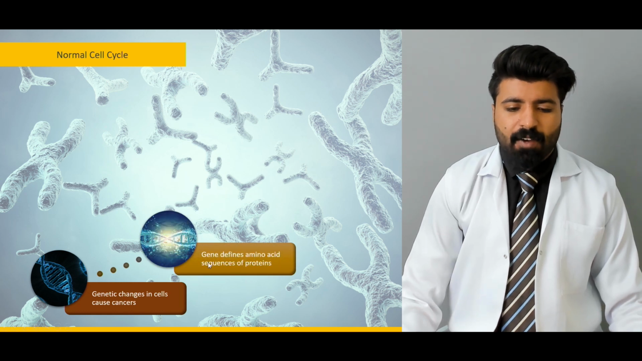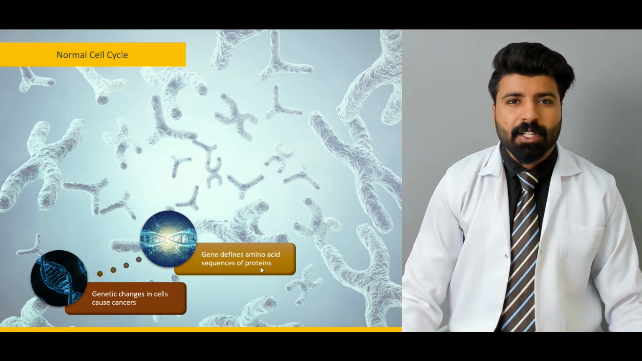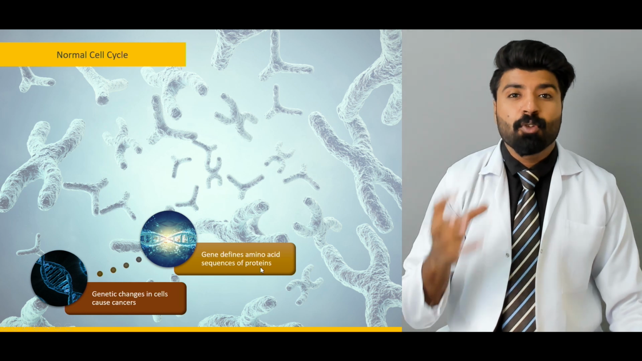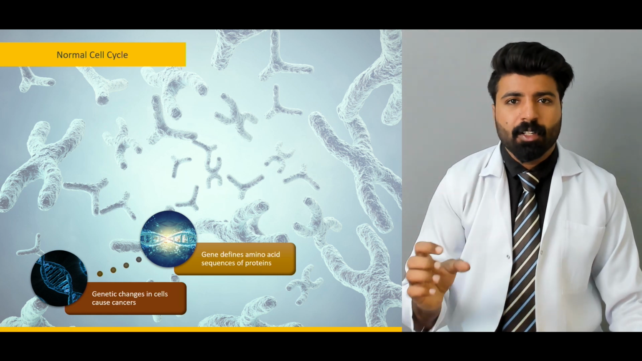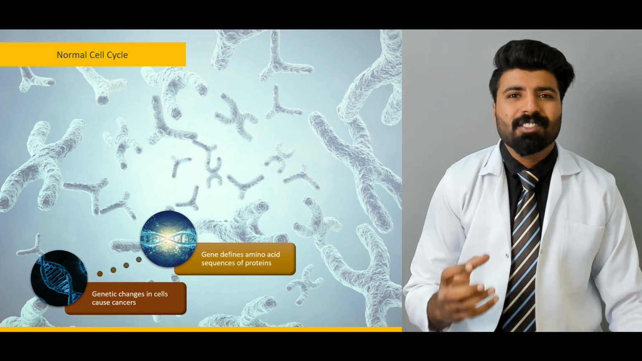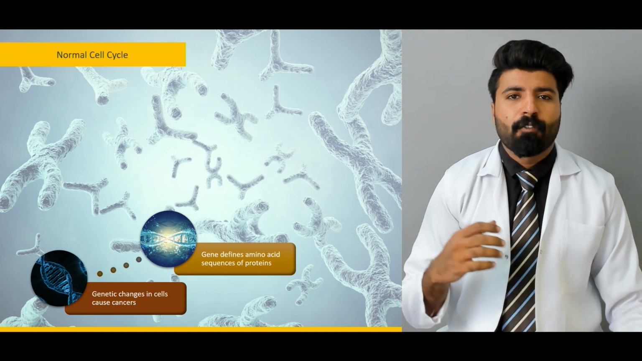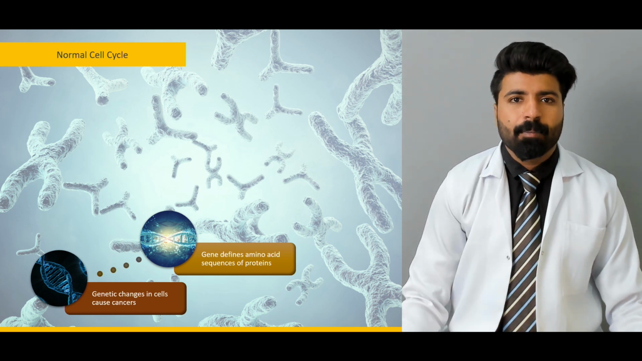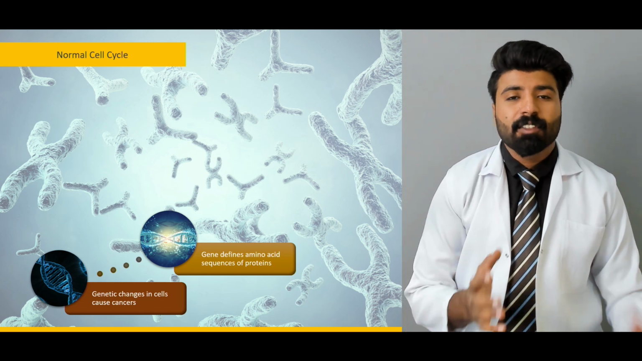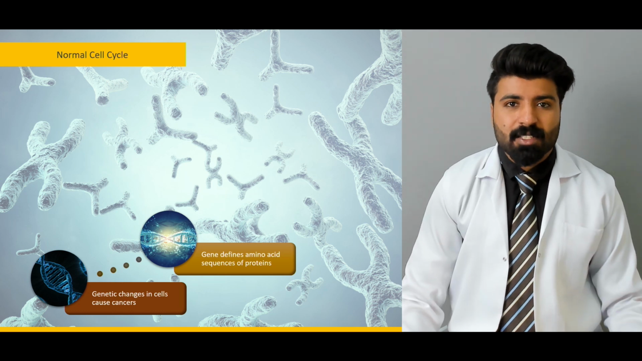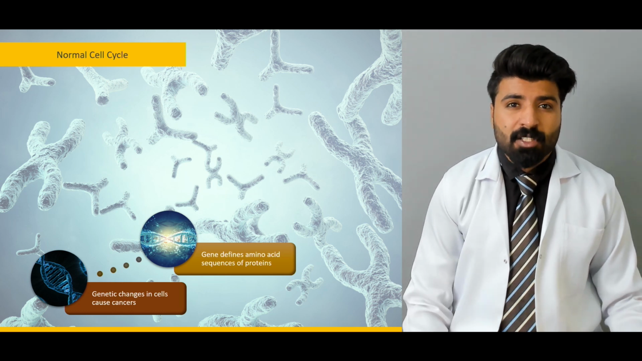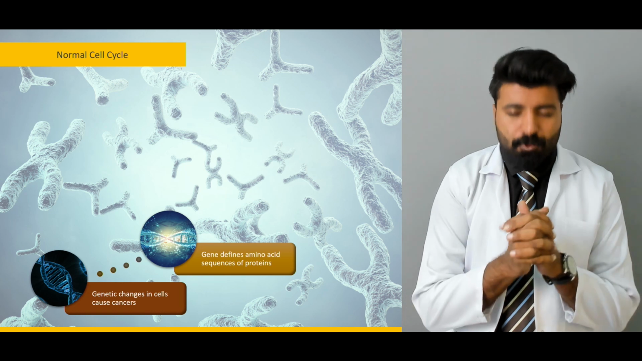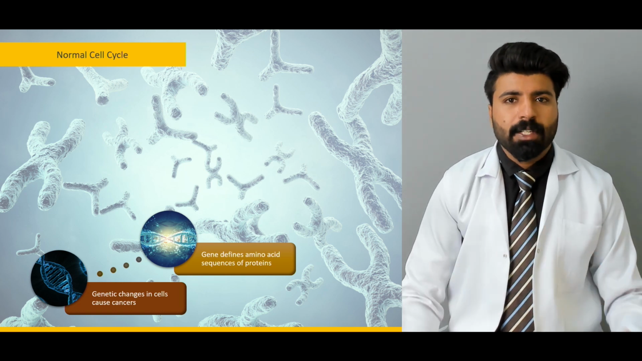So genes define the amino acid sequence of proteins. If there's a gene mutation, the gene is mutated, the DNA is mutated. Now once the DNA and gene is mutated, what's it going to do? What's the function of the DNA of the cell? The function of the DNA of the cell is to make amino acids. What do amino acids do? They group together and they form proteins.